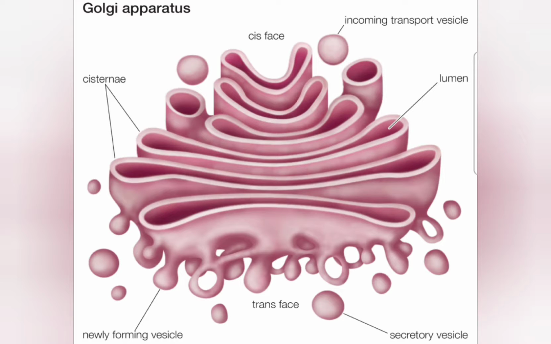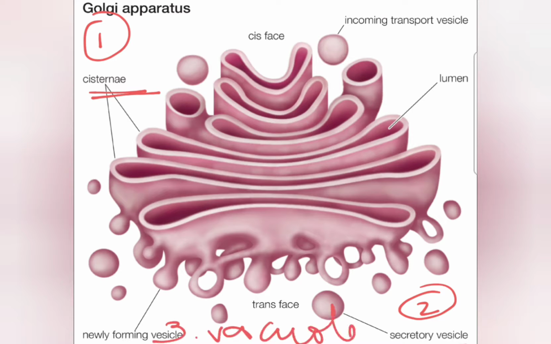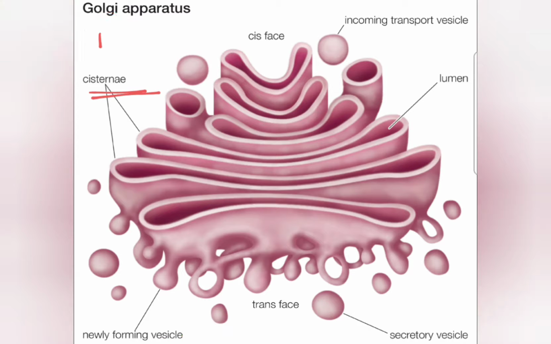The three main components of Golgi body, basically two of them are marked here. The third one I will tell you. Number one, cisternae. Number two, vesicles, and number three, vacuoles. So these are the three main components of Golgi body: cisternae, vesicles and vacuoles. Now I will tell you what each of these components looks like and how they function within the Golgi body.